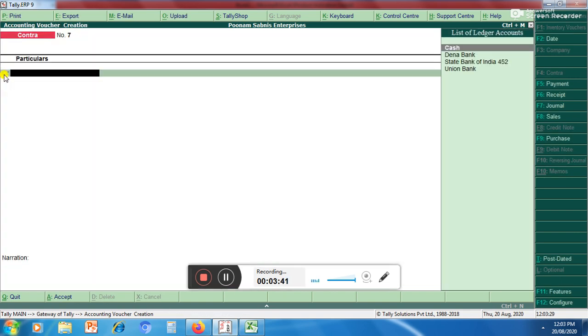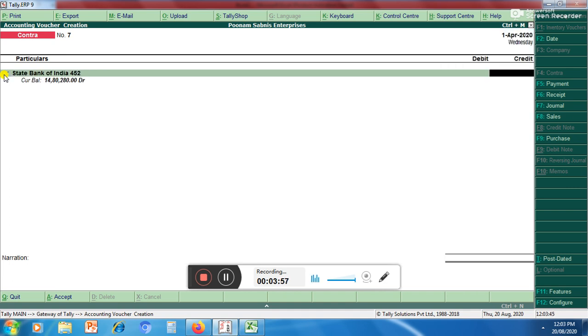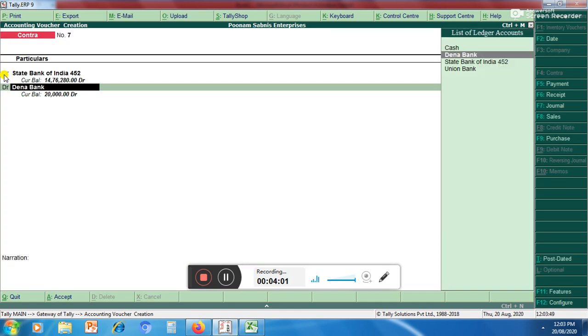Suppose you withdrew money from the bank. When you withdraw money from the bank, the bank is paying you, so the bank should be credited. As I told you, one who pays is a credit, one who receives should be debited. So I withdrew money from State Bank of India. State Bank of India will be credited, say 4,000, and debited, cash.